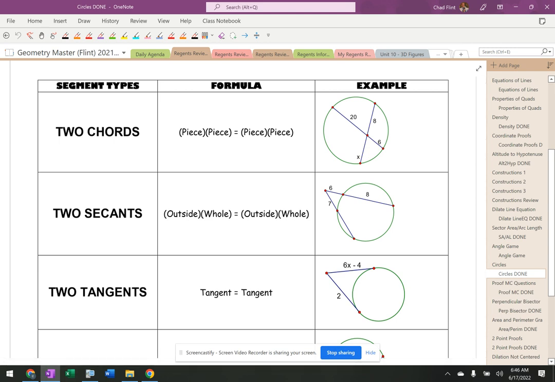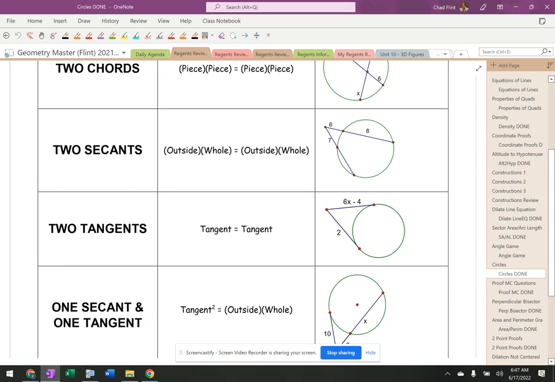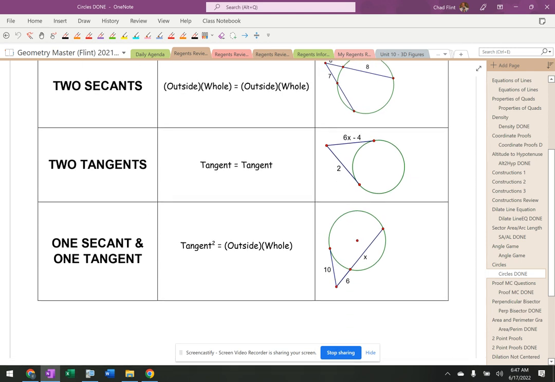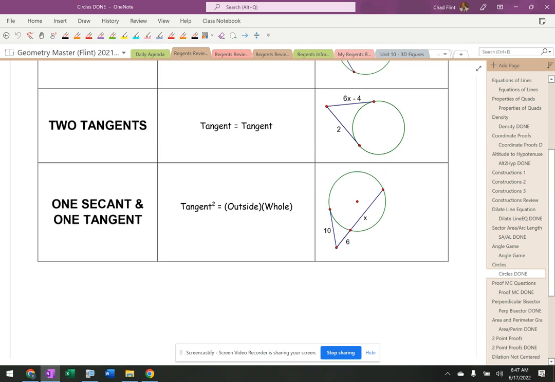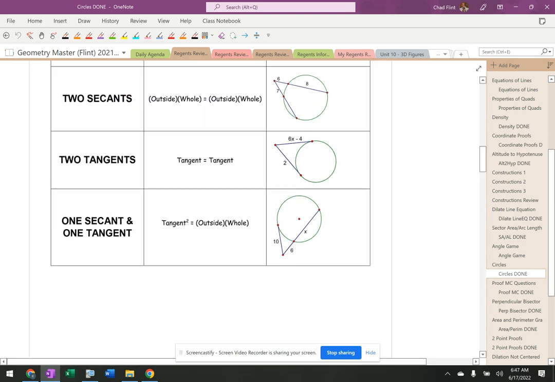The rules for the chords, or not the chords, the segments. If there's two chords, it's piece times piece equals piece times piece. If there's two secants, it's outside times whole equals outside times whole. If there's two tangents, they have to be the same. And if there's one secant and one tangent, it's tangent squared equals outside times whole. Now I know that's a ton, it's 8 rules, tons to remember.